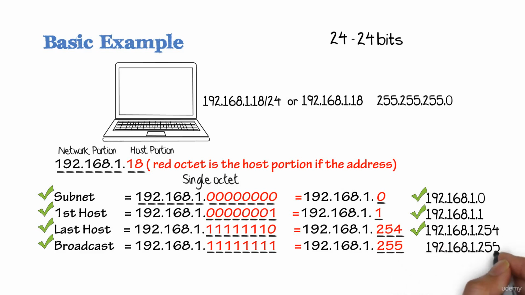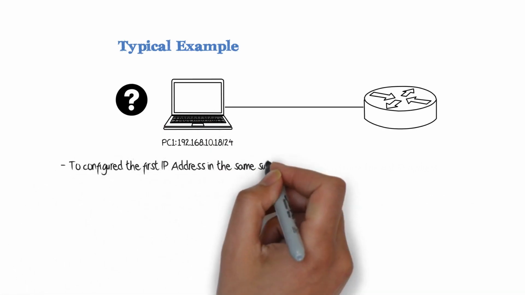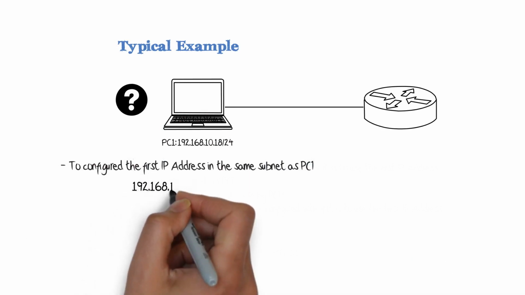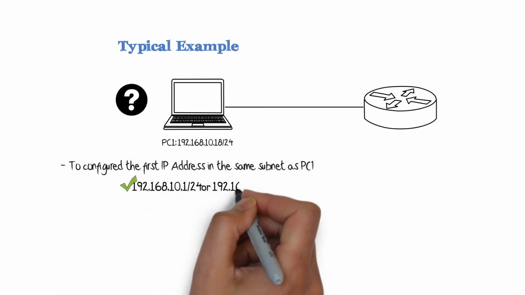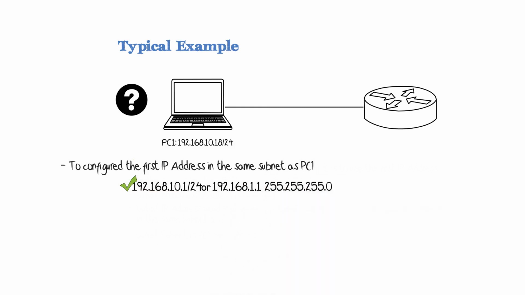So there you have it. We can work out the subnet, the first host, the last host, and the broadcast address very quickly and easily using the binary method. So if you were asked to configure the first IP address in the same subnet as PC1 on the router's interface, you would know that you need to configure the IP address 192.168.1.1/24 or 192.168.1.1 255.255.255.0. You could be expected to type the commands onto the router to configure it with the relevant IP address.